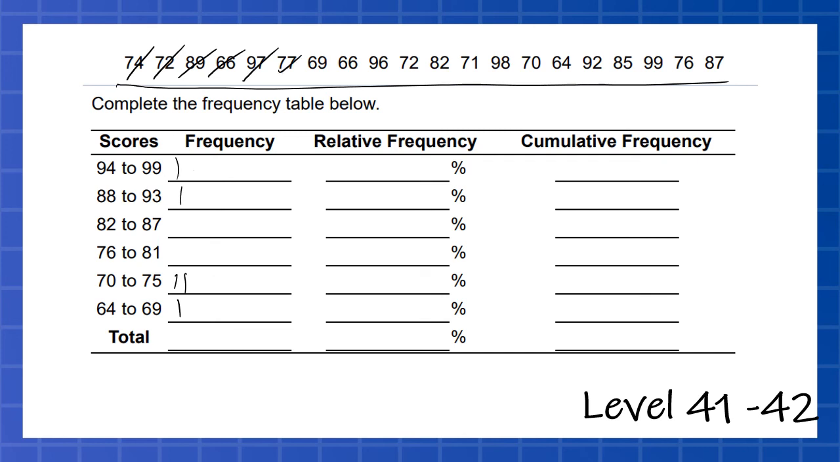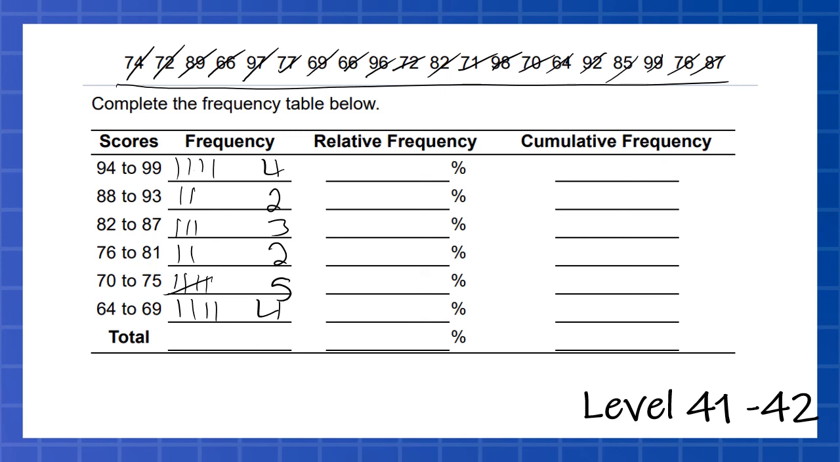97, 77, 69, 66, 96, 72, 82, 71, 98, 70, 64, 92, 85, 99, 76, 87. And so I end up with 4, 2, 3, 2, 5, and 4.